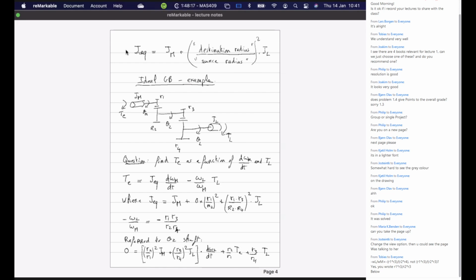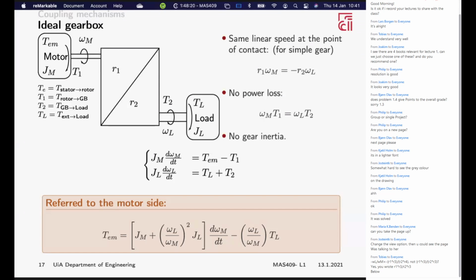I have this problem with turning the pages. It works sometimes, but not always. Just one moment, please.